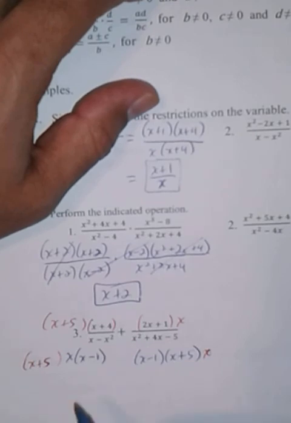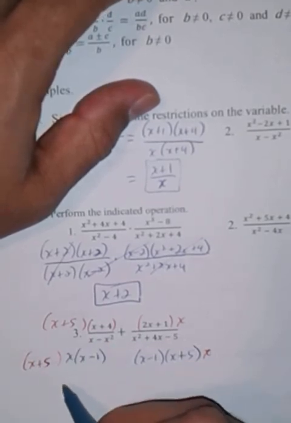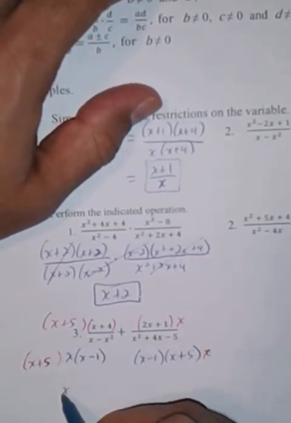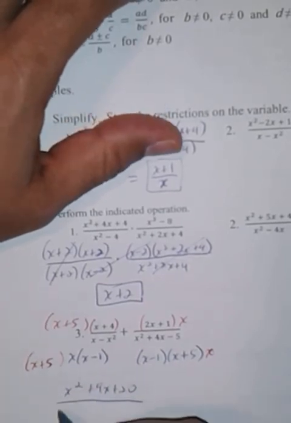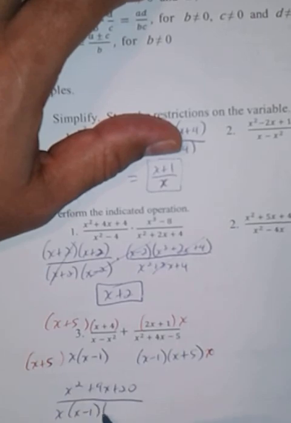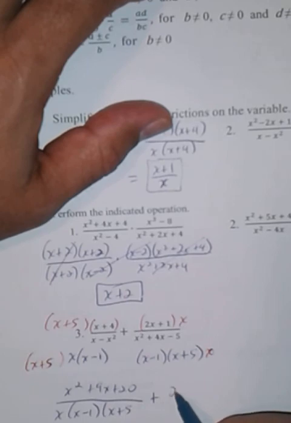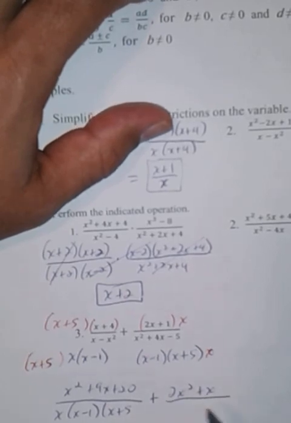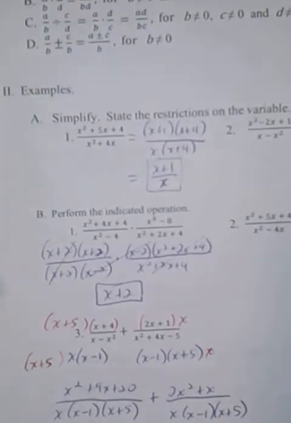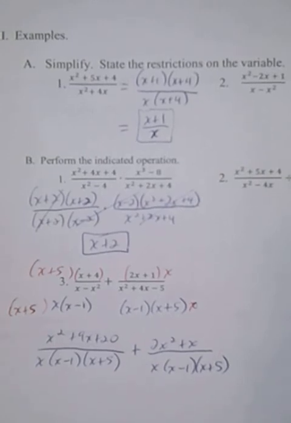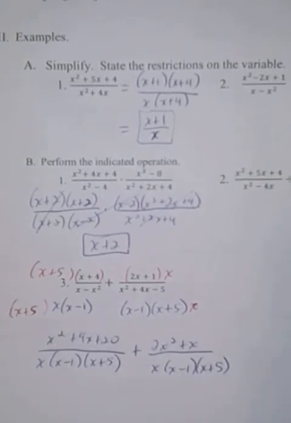All right, and so we have x plus 5 times x plus 4 for the first fraction, which will be x squared plus 9x plus 20 over the common denominator x times x minus 1 times x plus 5, plus your second fraction is 2x squared plus x over x times x minus 1 times x plus 5. All right, and I'm going to leave it there, and we'll finish that problem in class. Okay, so this will be the end of section R6.